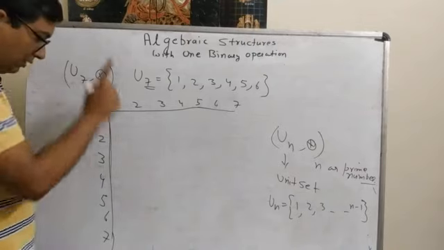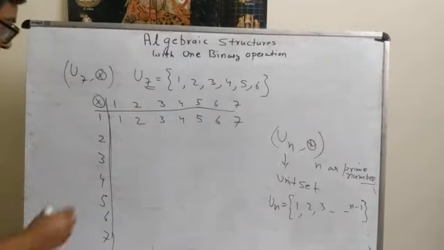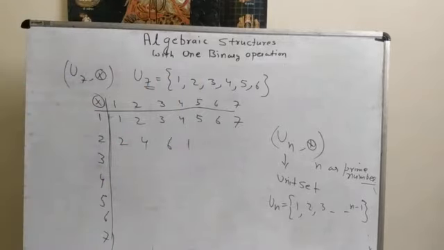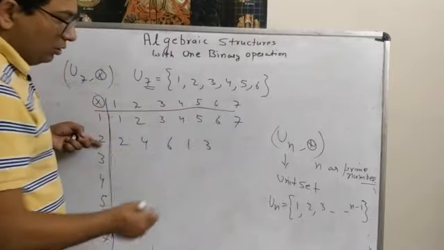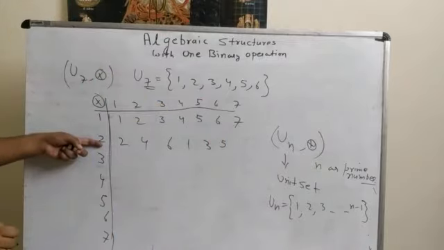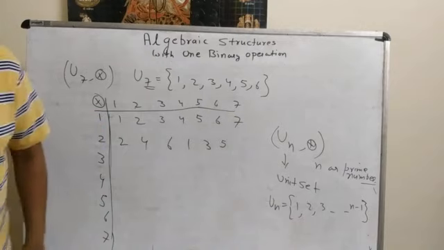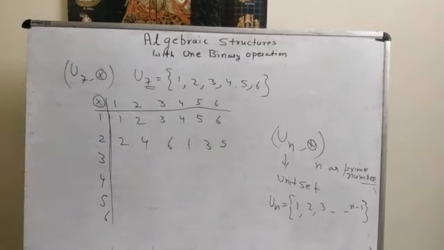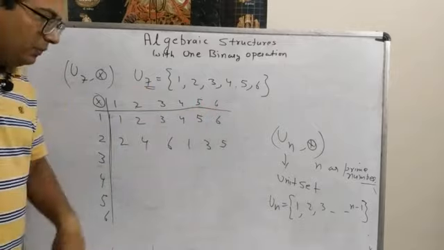So let us make this composition table. It will be 1, 2, 3, 4, 5, 6. When we multiply by 2, it will be 2, 4, 6. Now 2 into 4 is 8, and when we take the remainder with 7, it will become 1. 2 into 5 is 10, which gives 3. 2 into 6 is 12, and 12 with respect to 7 will become 5. Oh sorry, it's not up to 7, it's up to 6 only.